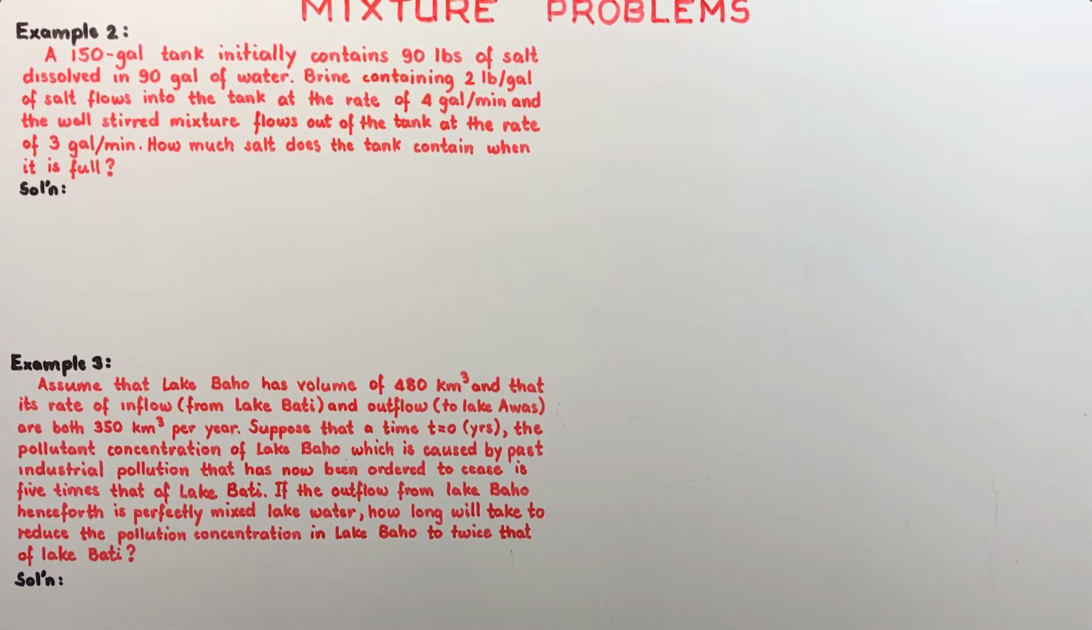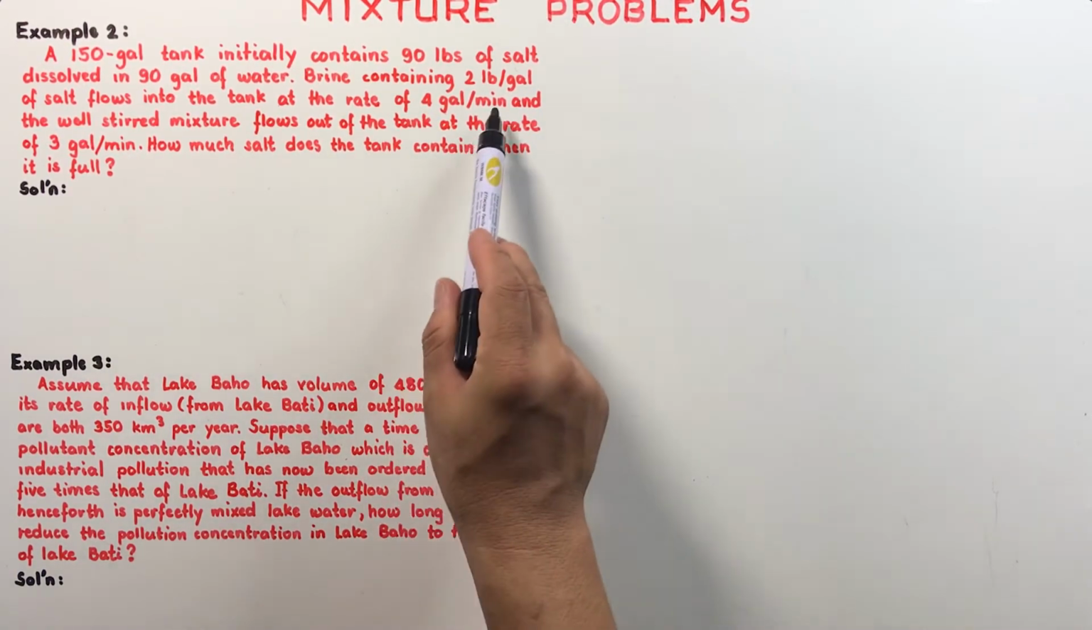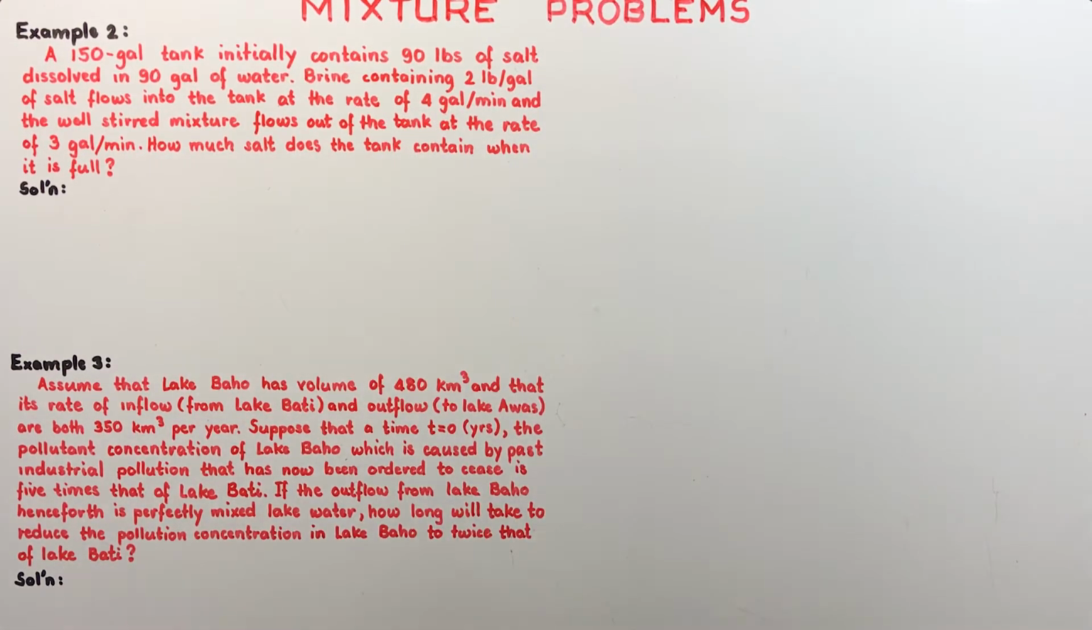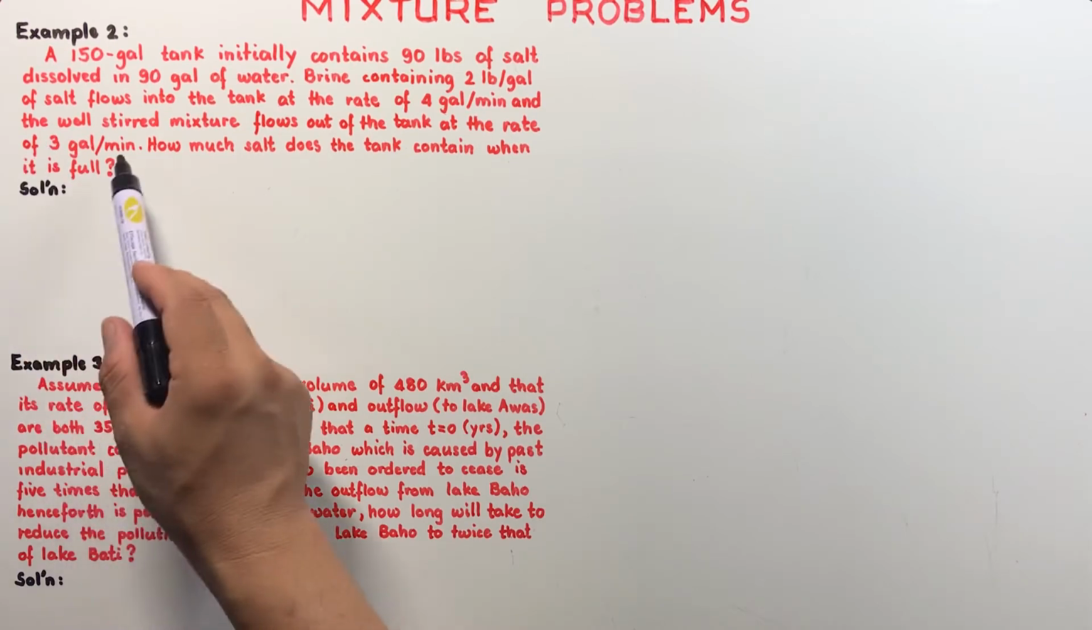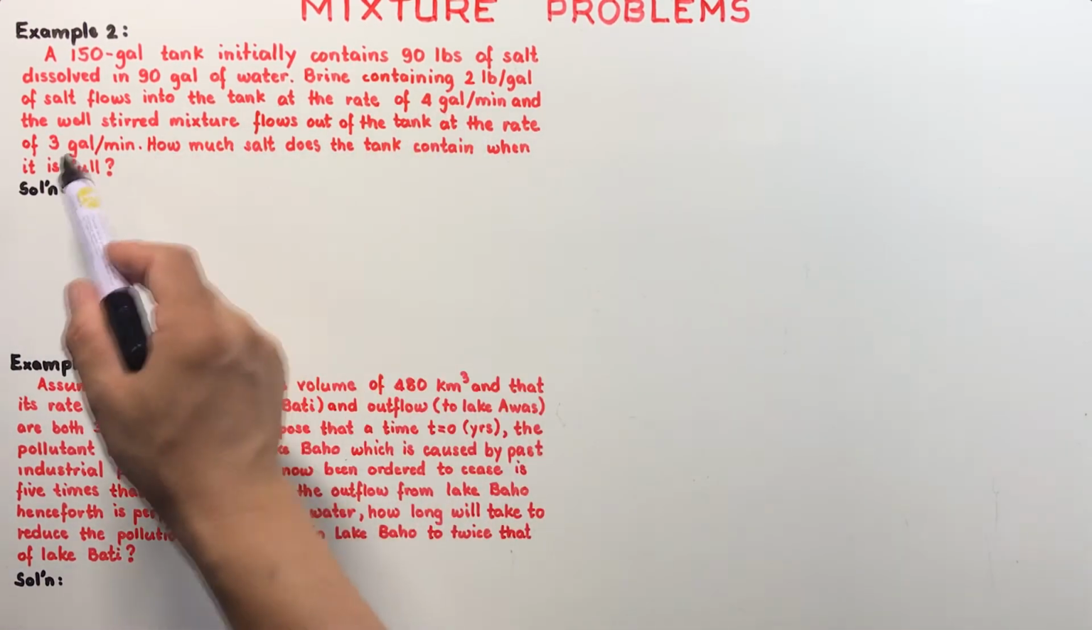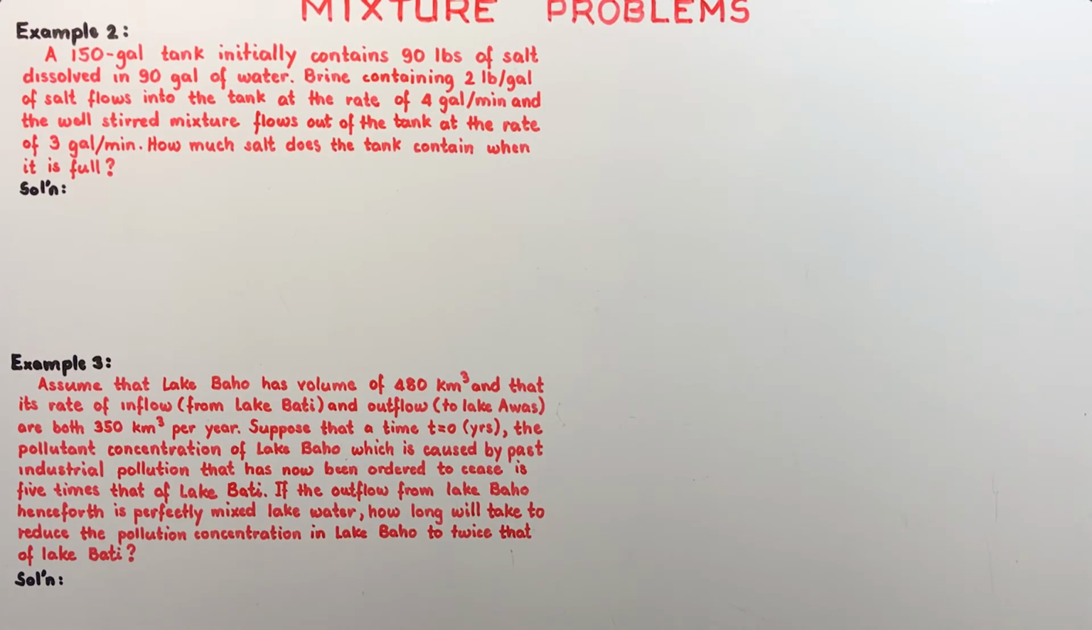So you see, for every minute there is an additional 1 gallon inside the tank, because every minute there will be an additional 4 gallons of solution, and at the same time there will be a loss of 3 gallons per minute. So 4 minus 3, the result is 1. So every minute there is a gain of 1 gallon of solution inside the tank.